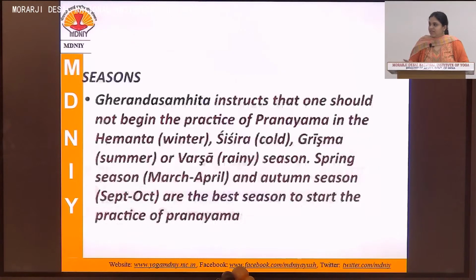So next, the Gheranda Samhita instructs that one should not begin the practice of pranayam in excess of heat, obviously, in excess of winter, in summers, even in the rainy season. One should do it in autumn and in the spring season. They are the ideal seasons to begin the practice. This is not for the advanced practitioners, they can do it any time. This is for the beginners, that one should practice pranayam in autumn and spring. Ideally they should start in this season to get better results.